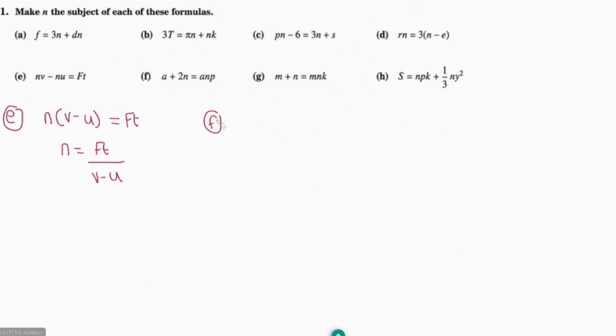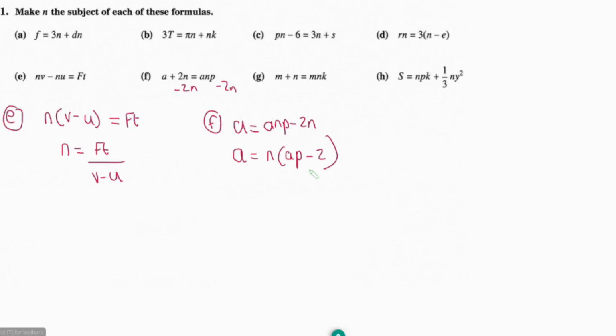Right, we need to get all our n's on one side. I will take them to the right. So let's take away 2n from both sides. Factorise. So if we took n out of here, what do you multiply n by to get ANP? AP minus 2. Okay, and then divide both sides by AP minus 2.